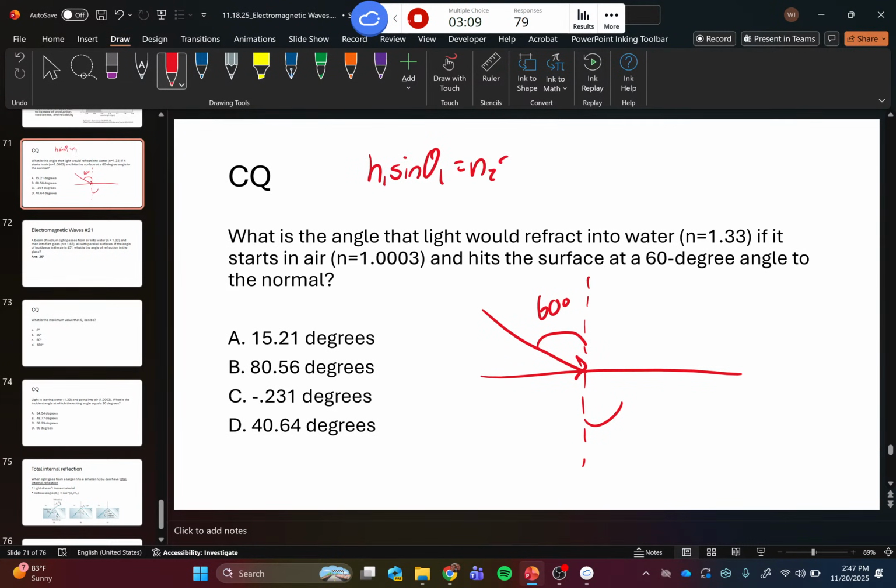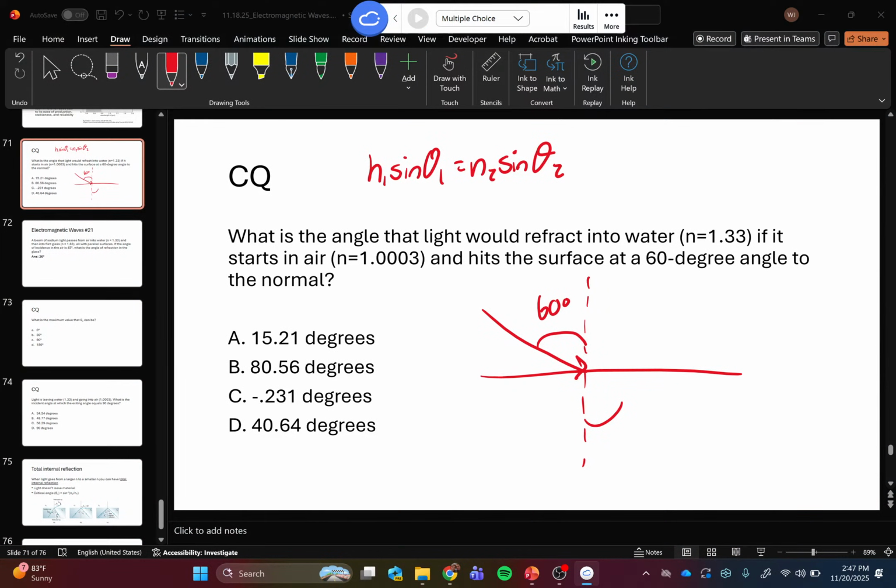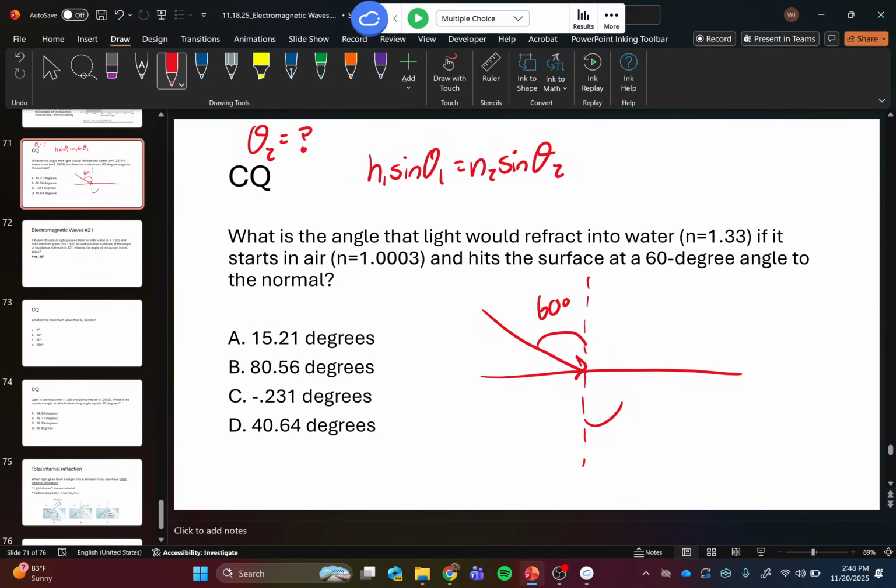Alright, we write the equation, and then you plug numbers in and do algebra. Actually, we're going to do the algebra and then plug numbers in, because that's the fastest way. What are we solving for? We're solving for theta 2. How do I find theta 2? We do some algebra, and we get sine inverse of n1 sine theta 1 over n2. Great, just plug the numbers in: sine inverse of 1 times sine of 60 over 1.33.